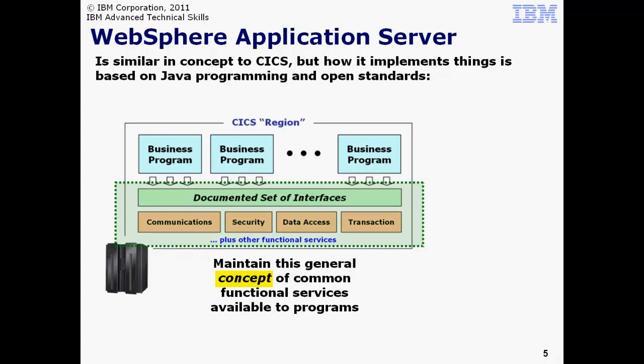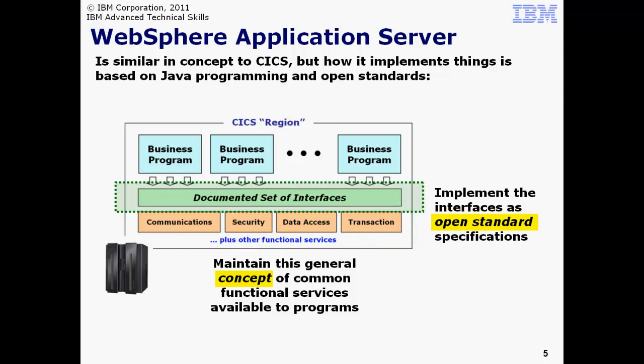The general concept of common, accessible, and documented functional services is the same between CICS and WAS. The documented interfaces to those services are also provided with WAS, but here's a very key point. Those interfaces are based on industry-accepted open standards. Support of open standards is the core mission of WebSphere Application Server.